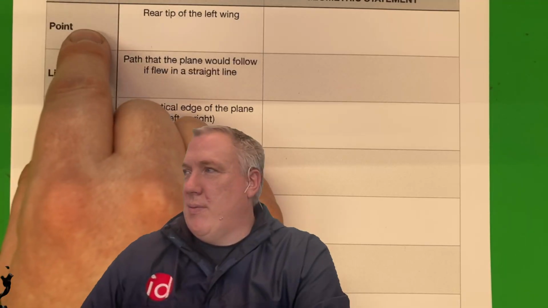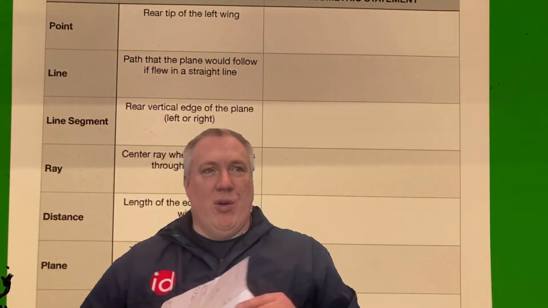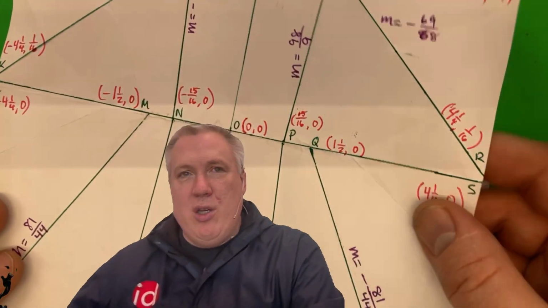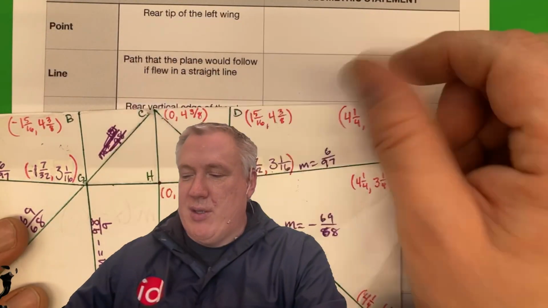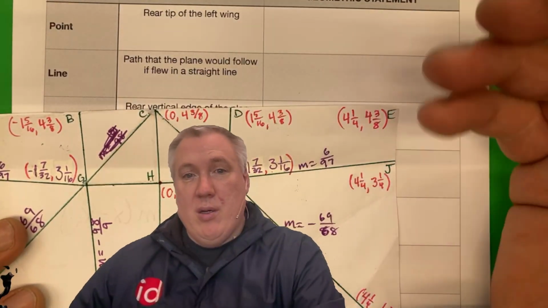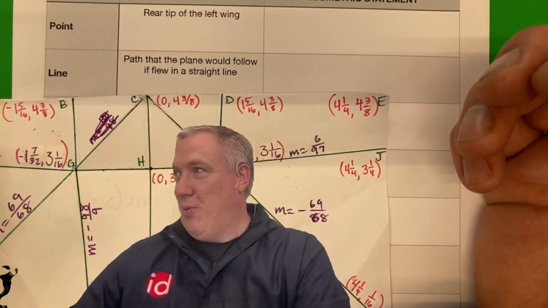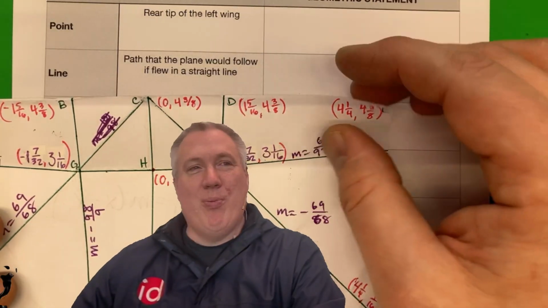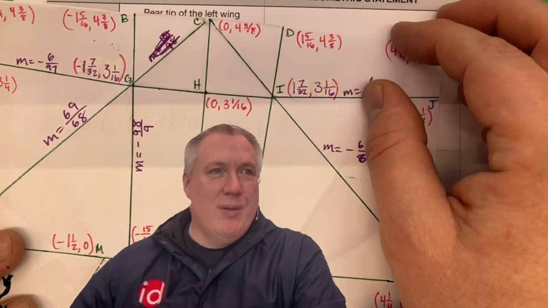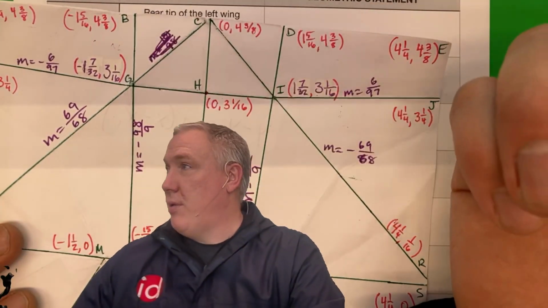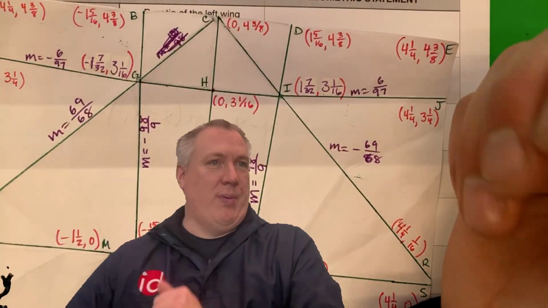But are there more than one point on a plane? Yeah, there's more than one location. Could you make up a different one that's not the rear tip of the left wing? Shoot, the rear tip of the right wing would be a different thing. What's another key point on a plane? The front or the nose, right? That would be the nose of the plane.